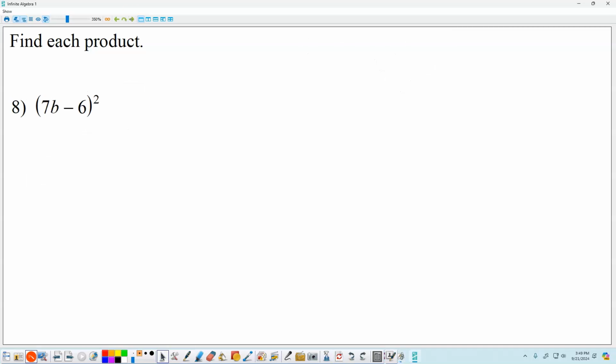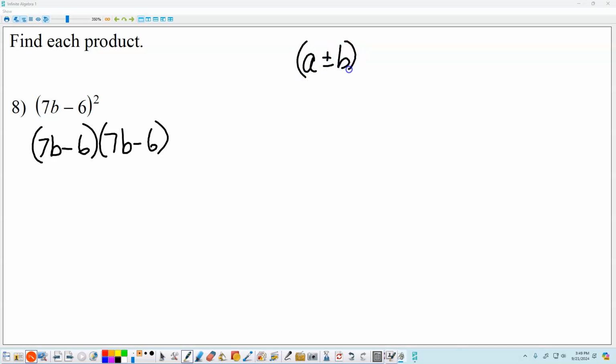All right, let's go ahead and take a look at number 8. This is another one of our shortcuts. When you have 7b minus 6 to the second power, that means you're multiplying it by itself. So this time you're multiplying identical binomials. And we learned a shortcut for that as well. Whenever you have a plus or minus b squared, the result is going to be a squared, b squared, and in the middle it's going to be 2 times a times b. This sign will depend on whatever was here. So if it was a plus, it'll be a plus. If it was a minus, it'll be a minus. But the last one will always be positive. So there's our shortcut. All right?